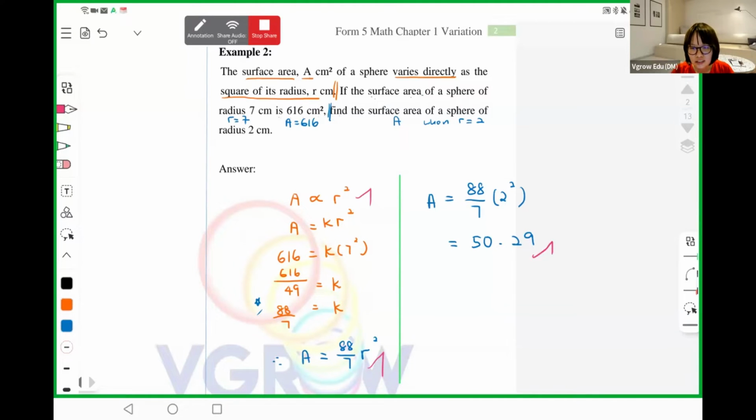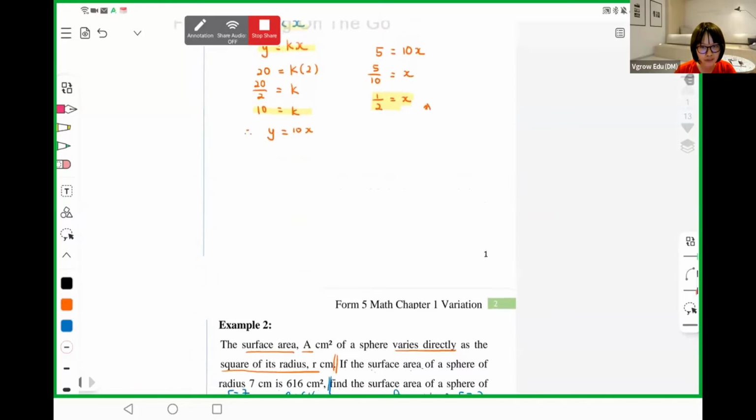Is it okay if I give the final answer in fraction? Yes, of course. Improper fraction also can. No problem. So that is direct variation.